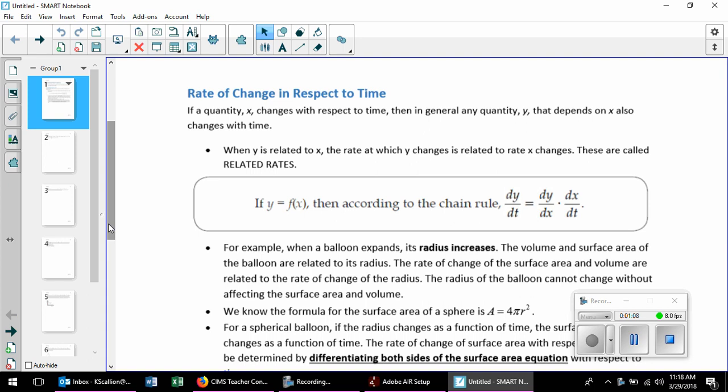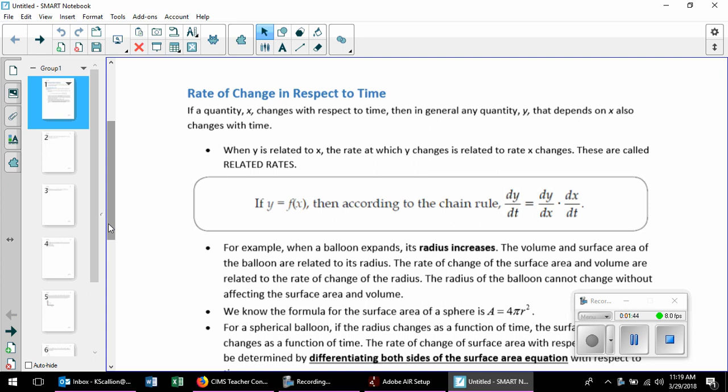For example, when a balloon expands, the radius increases. Because volume and surface area are related to the radius, they will also increase at a uniform rate. They're going to be different, but when the radius changes, it will always affect the volume and the surface area. Does that make sense? If we change the radius, it's going to change the amount of any formula with radius in it.